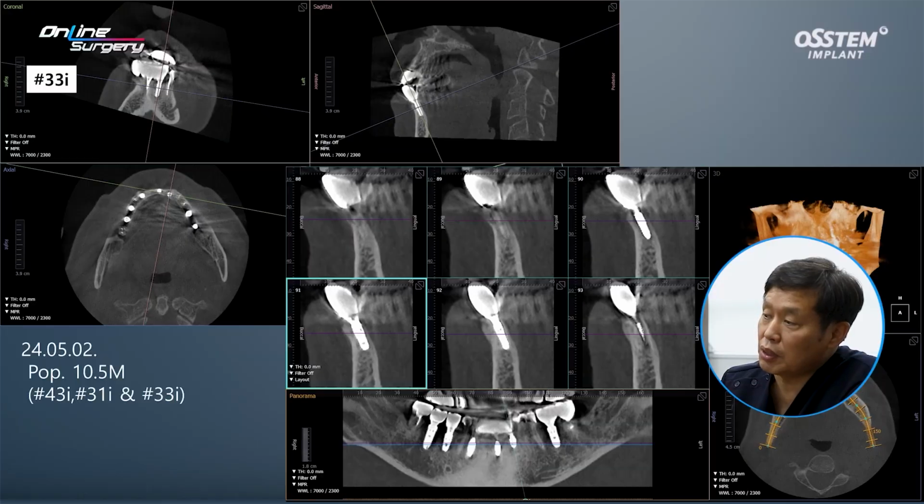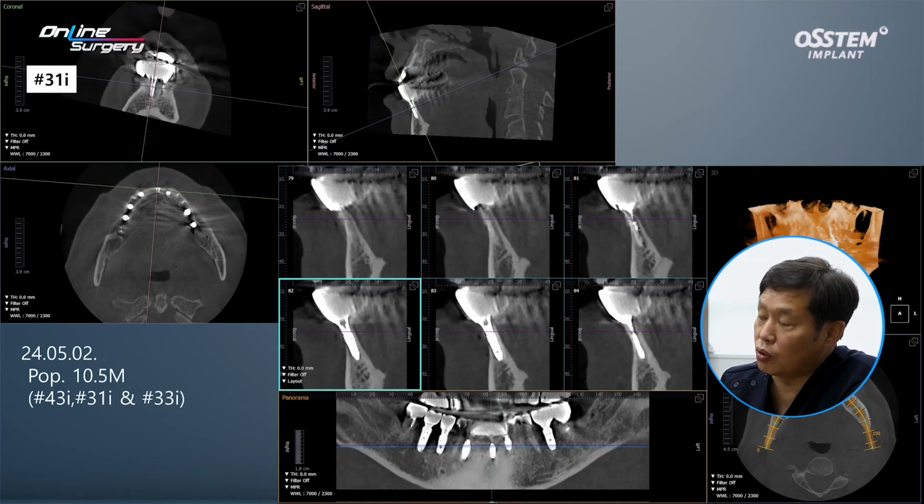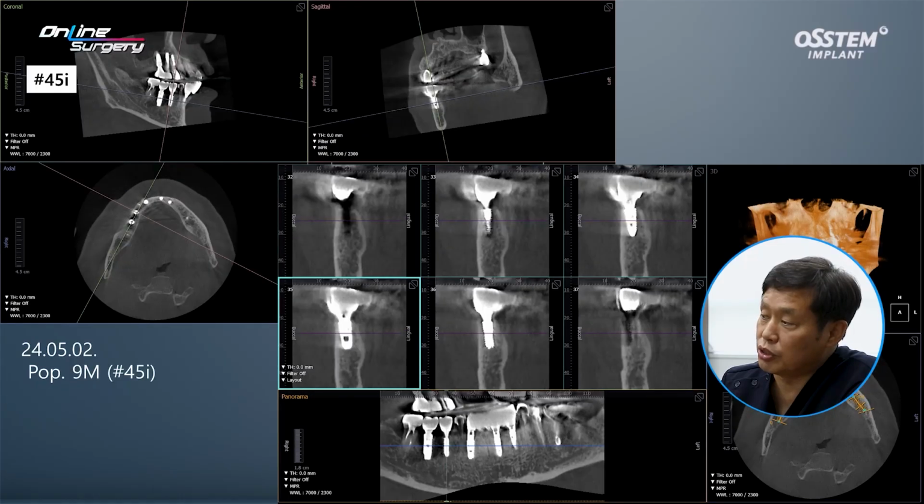And on number 33, you can see on the buccal side, previously significant A Oss Collagen bone graft was done, and labial bone is nicely maintained. And in number 31, bone is thin, but it's okay. In number 45, it's been about 9 months on CT since surgery, and buccal wall is nicely maintained as well.